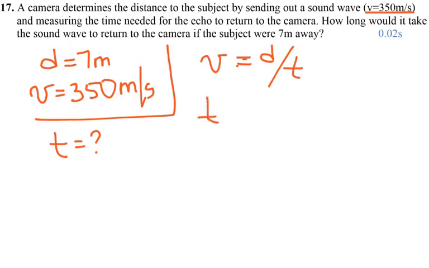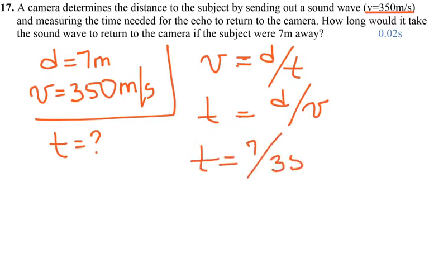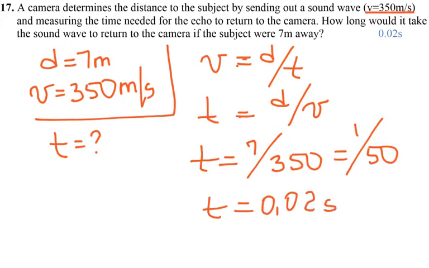So the time is equal to the distance over the velocity. So the time is equal to 7 over 350. That's the same as 1 over 50. So the time would be 0.02 seconds.